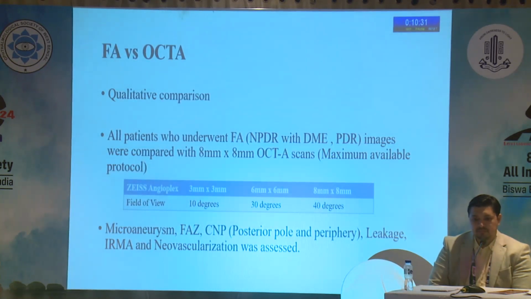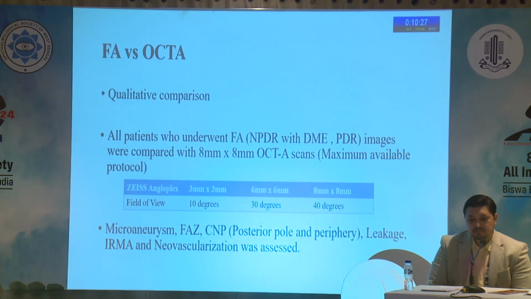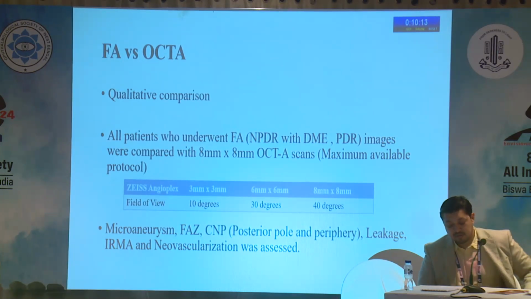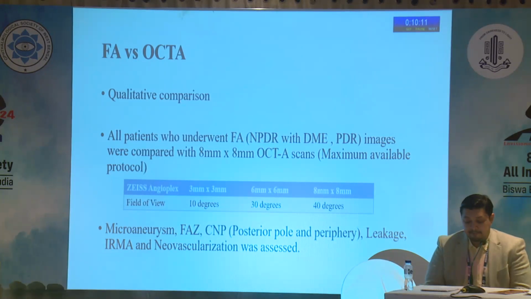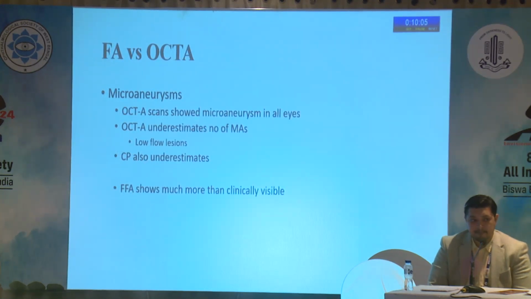So we did 3x3 as well as 6x6 and 8x8 scans, and initially we tried to assess whether we could see the various lesions which we traditionally see, that is microaneurysms, the size of FAZs, the CNPs, capillary non-perfusion, both in the mid-periphery as well as the posterior ones, and then the other lesions we assessed as well. So I'll directly come to the changes.